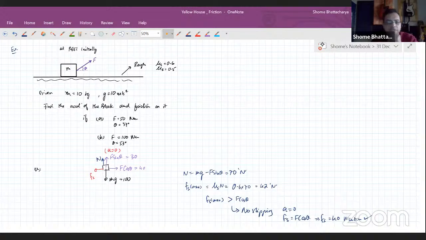Yes, very good, Kanish. That's correct. But check the answer for the second part. Your first part is correct. A very similar thing you have to do for the second part, only the values are different. This is for the A part only, where the force is 50 newtons and the angle is 37 degrees. Now work it out for the second part, B part.